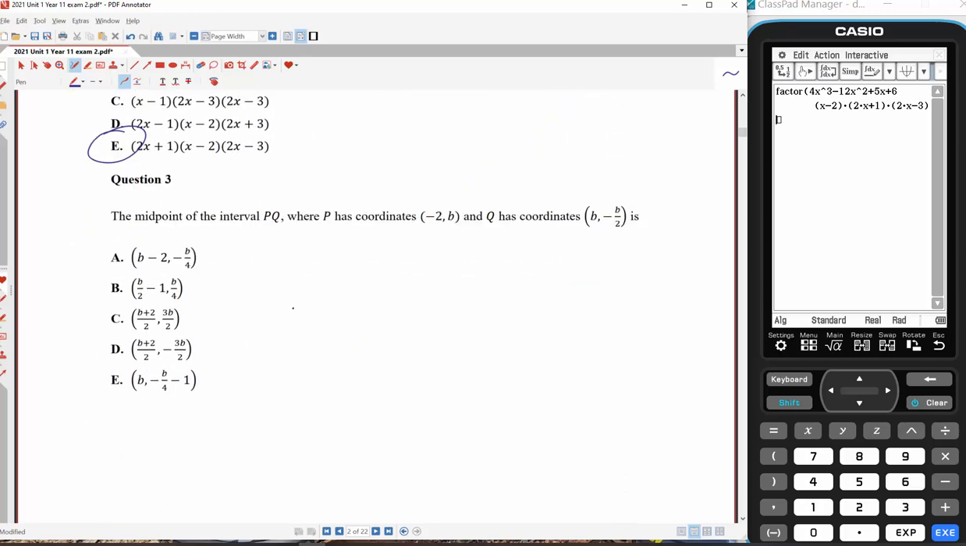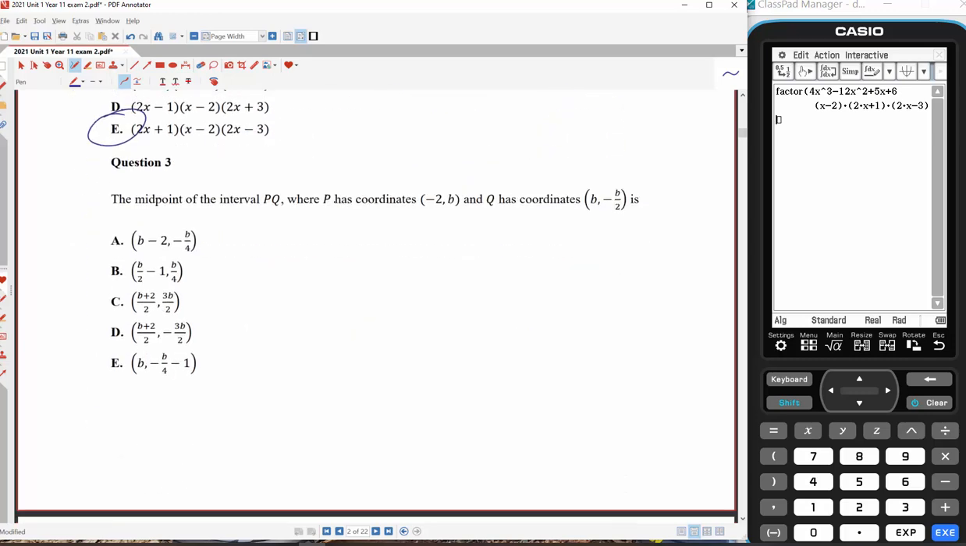Okay, the midpoint of the interval PQ, where P has these and Q has these, is one of the following. So let's just use the midpoint formula, which is the average of the x values, average of the y values. So it's none of these, so it's obviously a different version of that.